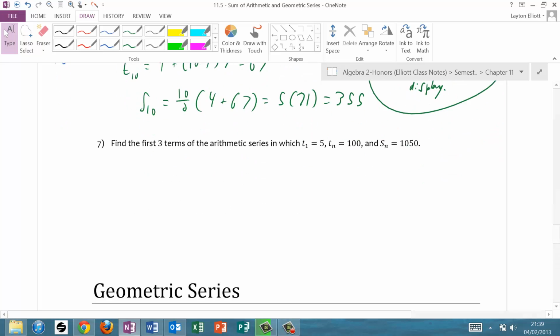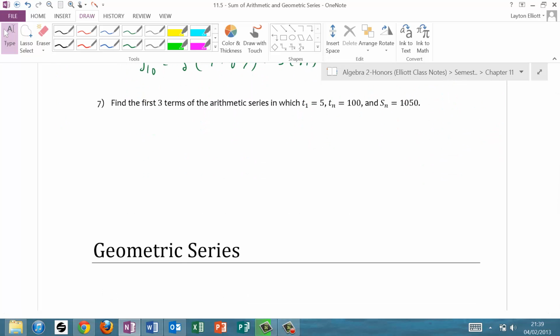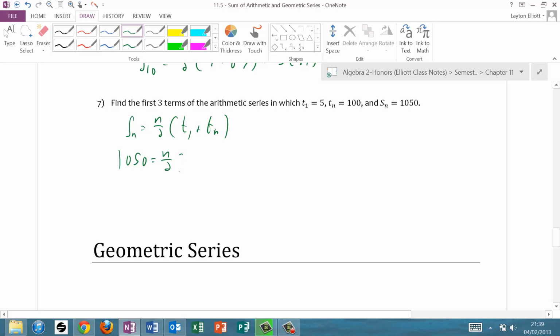Okay, number 7. First 3 terms of the arithmetic sequence, and it gives me the sum. S of n, we don't know what the n is on this, but it tells me what the sum is. We need to figure out what the n is. Let's just use the S of n equation. S of n is equal to n over 2 times T of 1 plus T of n. And I'm actually solving for n here. I want to figure out how many terms there are. So let's do 1050 is equal to n over 2 times 5 plus 100.